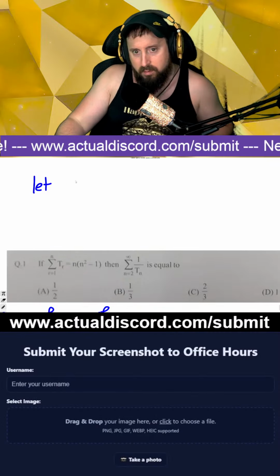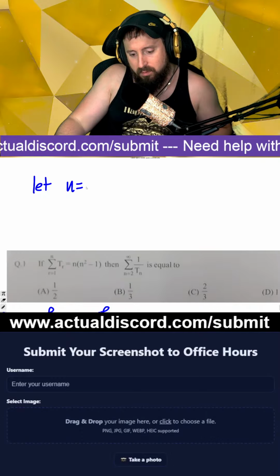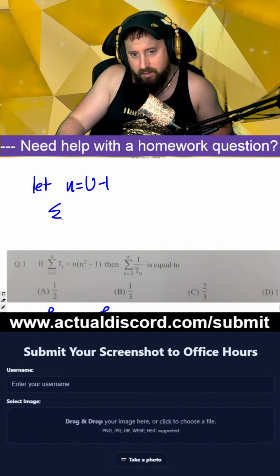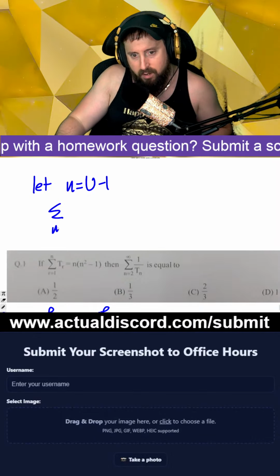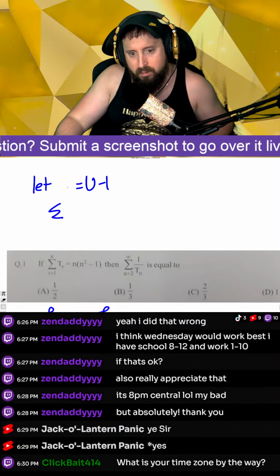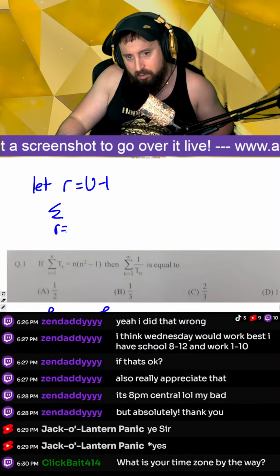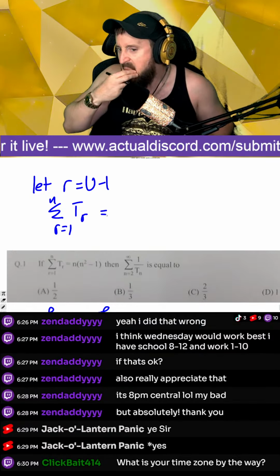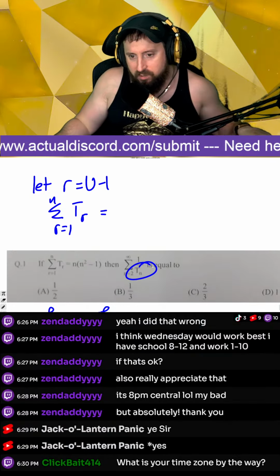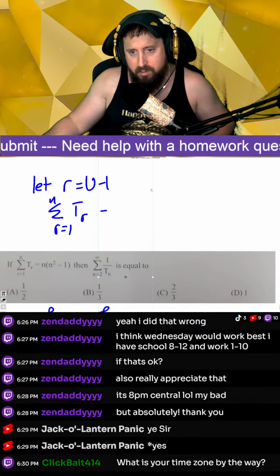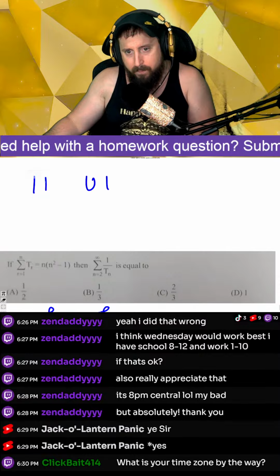Okay. Let N equal U minus 1, right? So then the summation of N equal... let R equal U minus 1. So from R equals 1 to N of T sub R. Oh, but no, I don't want to change this. No. We don't want to change that. Let's not do that.